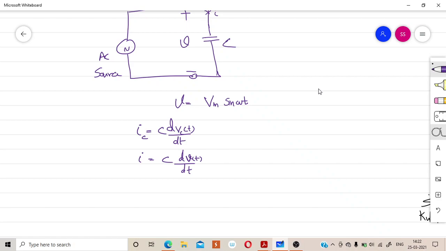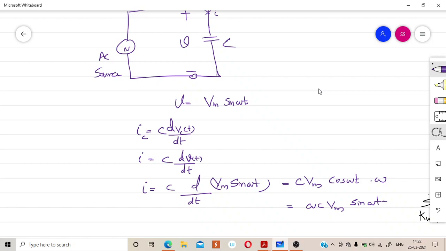Now I am substituting for v of t, which is nothing but Vm sin omega t. So we get C into d by dt of Vm sin omega t, which is equal to C Vm cos omega t into omega. So that will be equal to omega C Vm cos omega t, which can be written as sin of omega t plus pi by 2.